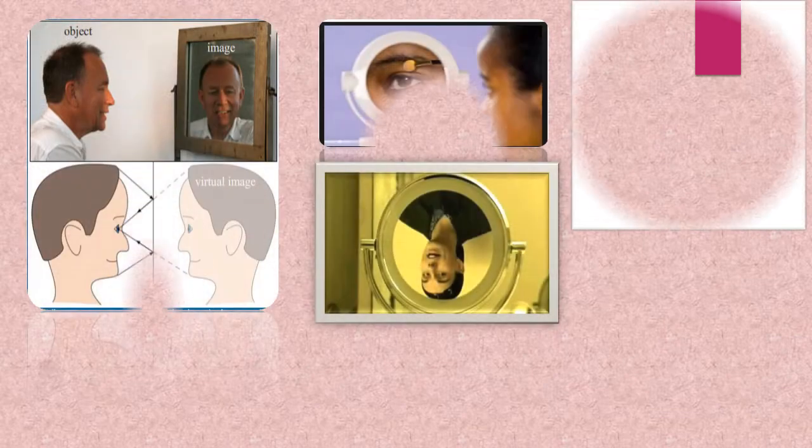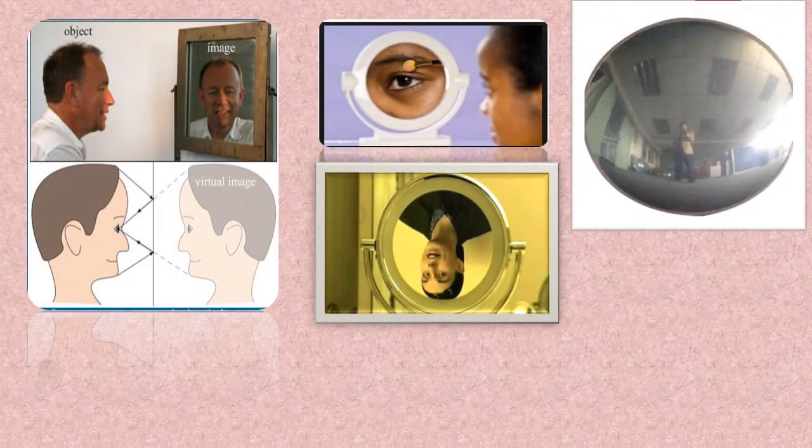Take some time to identify the mirrors that are shown here. The first mirror is of course a plane mirror. Why? Because the size of the object is equal to the size of the image. The image is erect. We know the properties of the image formed by a plane mirror.